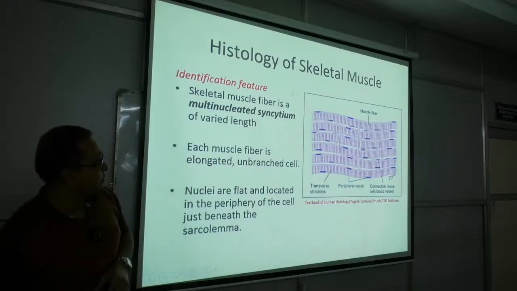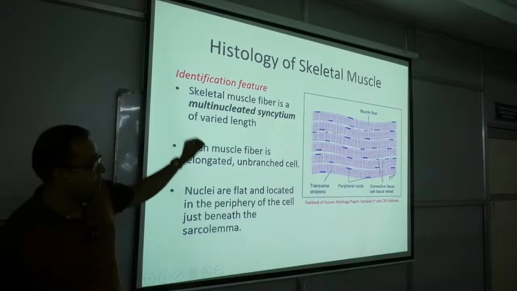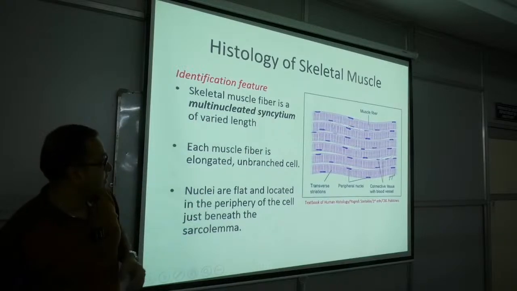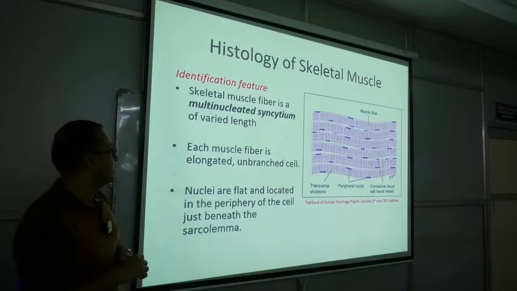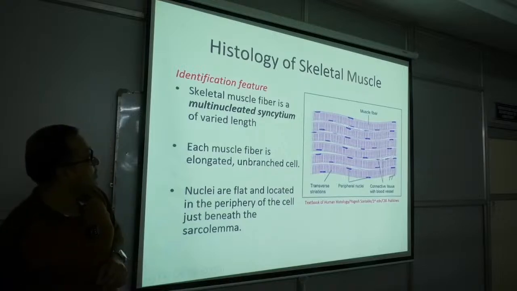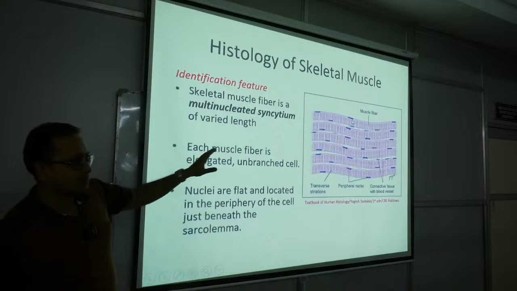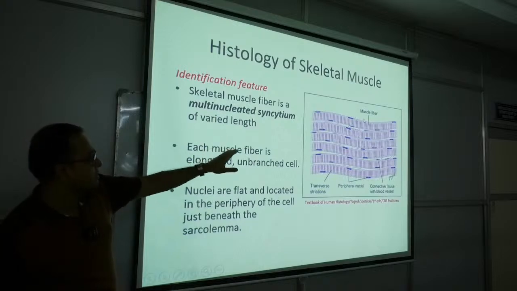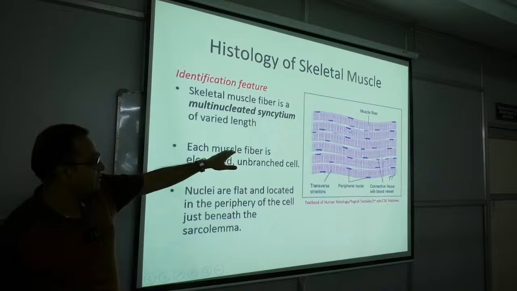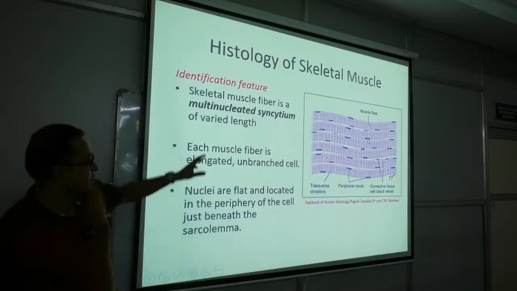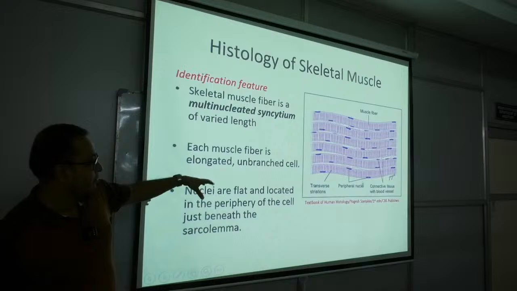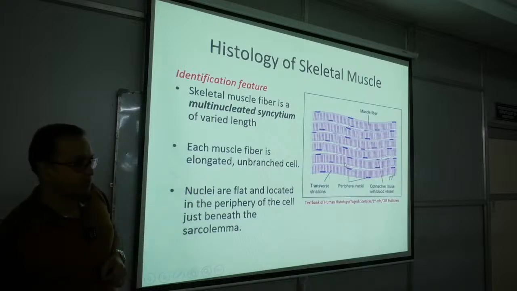So they are separated from each other. You can single them out one by one, and they are not connected. That's why we call them the unbranched variety of muscle fibers, which is a hallmark of skeletal tissue. And the nuclei are flat, tucked in the periphery, just under the cell membrane, and have an elongated shape. So ideally the nuclei are peripherally located, and the myofibrils look like this.